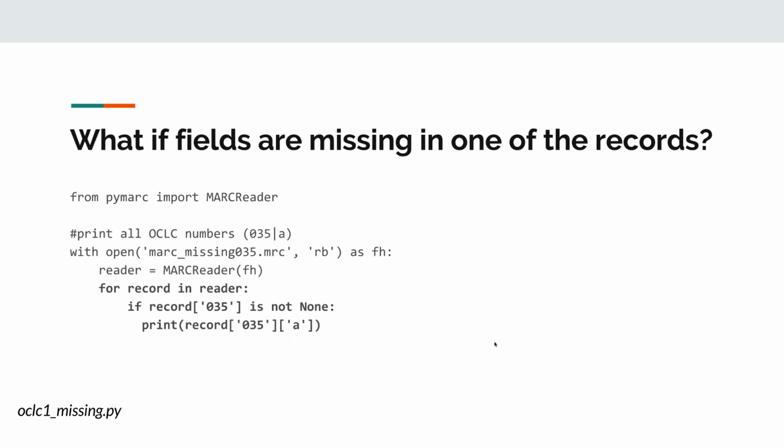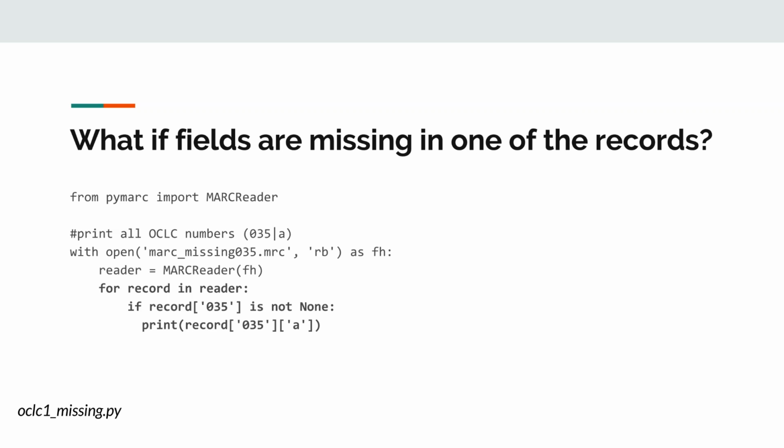Okay, so this is what the script should look like. I did include this modified version of the script in GitHub. It's called oclc1_missing.py, and you can run this against my modified MARC records that have some missing 035 fields, so you can see what happens.